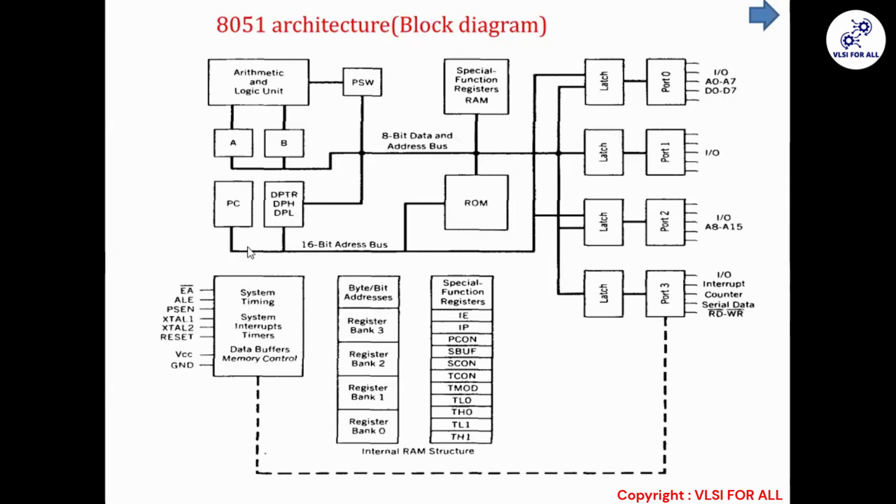Only one block is remaining, and this is the block with some of the pins which are externally available. This is the EA bar enable pin, address latch enable, and a few pins have been shown here. These are the external pins. In the pin diagram, we'll go through those pins, VCC, ground. And what are these pins doing? They are setting system timing. They are talking about interrupt, data buffer and memory control. That is what these external pins are about.